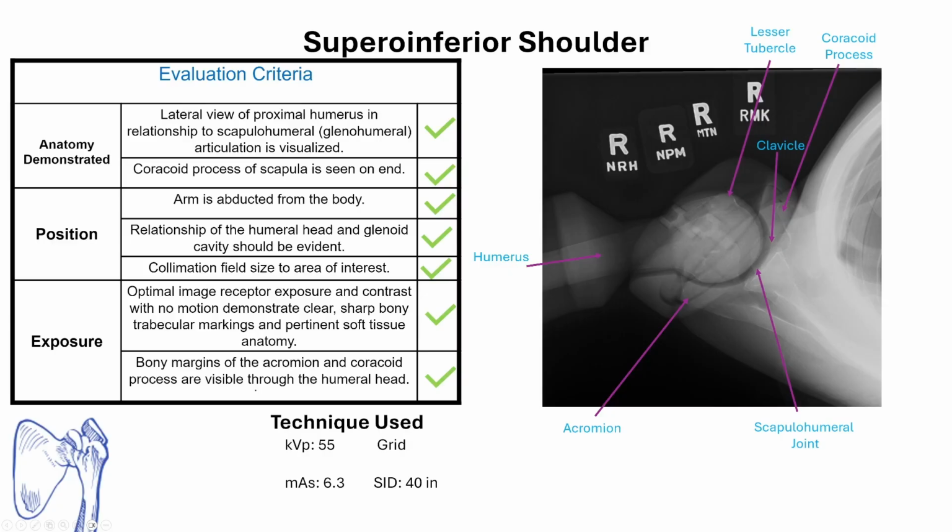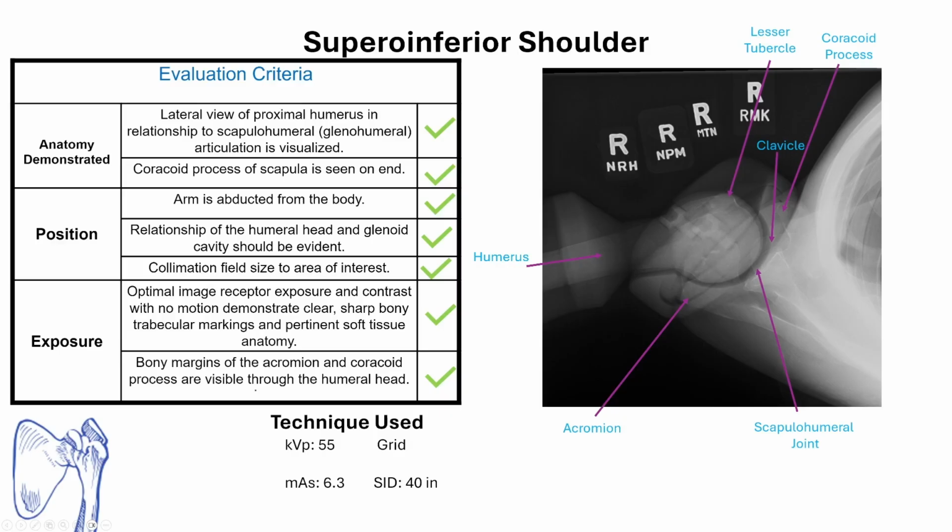Going more proximally and inferior, we have the acromion. Just superior and slightly more proximal to that is the lesser tubercle. And then more proximal to that, we have the scapulohumeral joint space. Proximal to that is the clavicle, and then proximal and superior, we have the coracoid process demonstrated.